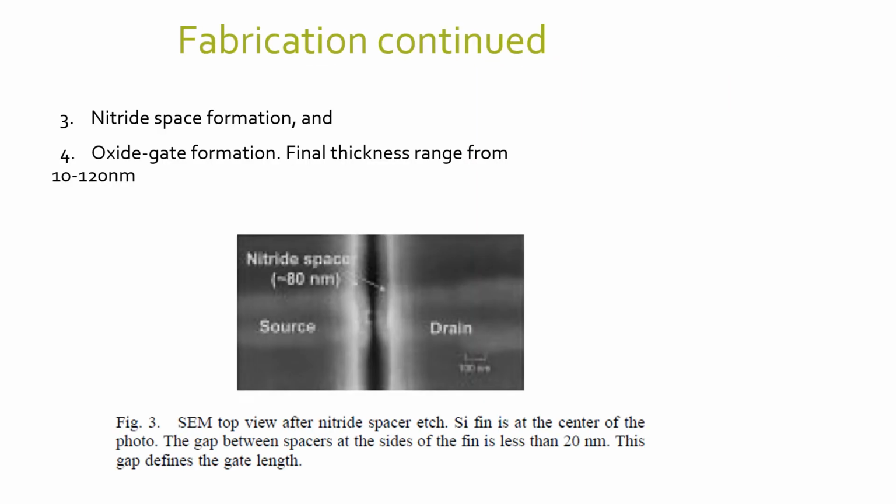The third step is nitride spacer formation, which, as you can see, is this spacer, and its maximum length is approximately 18 nanometers. And the final step is oxide gate formation, which had a final thickness ranging from 10 to 120 nanometers.